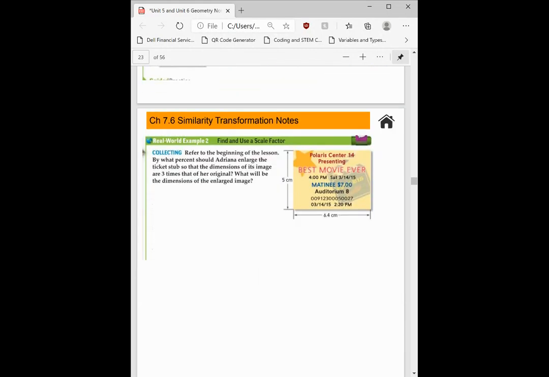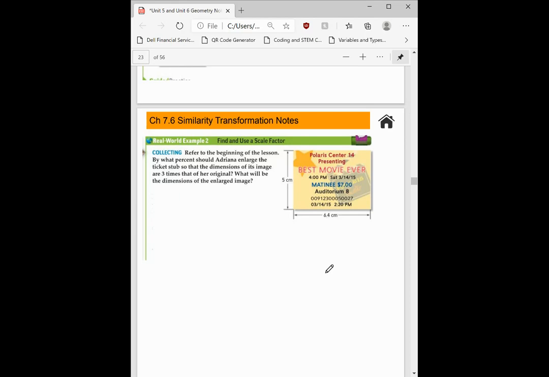Okay, let's look at example 2. Refer to the beginning of the lesson. By what percent should Adriana enlarge the ticket stub so that the dimensions of its image are 3 times her original? What will be the dimensions of her enlarged image? So she wants to do something that is 3 times her original image.